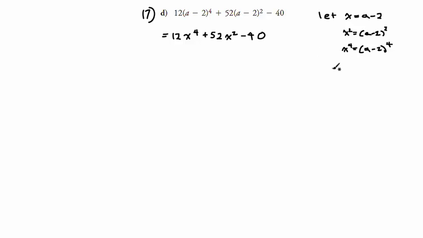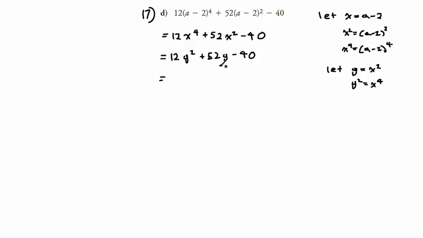We don't know how to deal with degree 4 polynomials. But what happens when we let y equal x squared? That means y squared equals x to the power of 4. So we're doing a substitution within another substitution. When we do that, we get 12y squared plus 52y minus 40. Now we can finally deal with this. We know how to deal with degree 2 polynomials, so we can factor and substitute all of this back and get our answer.